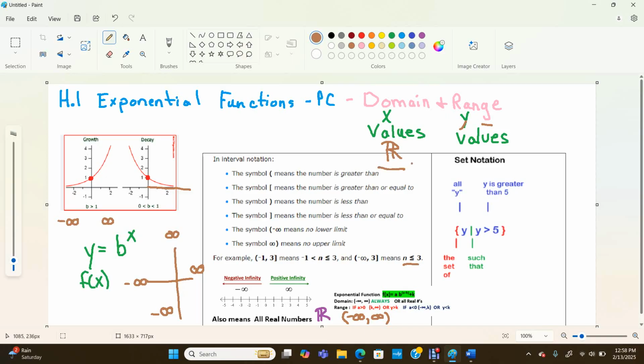And that's what this notation looks like here. That represents all real numbers. But it can also look like this in interval notation. So you're going to see these different things as you work through the problems. Also, you will see set notation looking like that. And it's pretty much just read as all y such that y is greater than 5. So this is just another way that you're going to see that. But let's just look at some of the problems here.